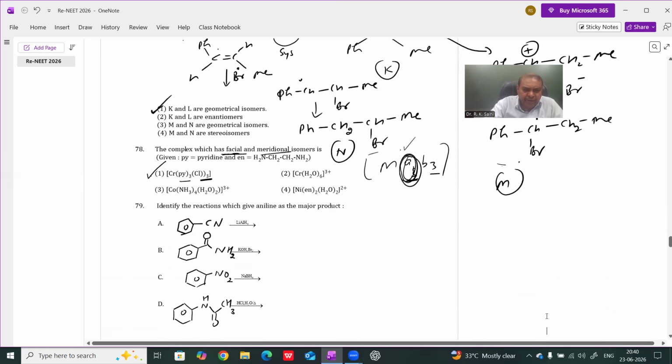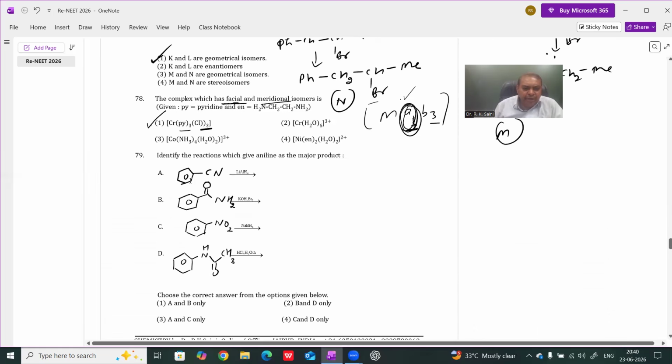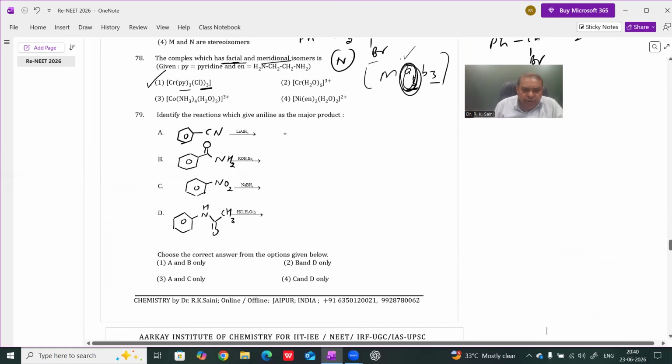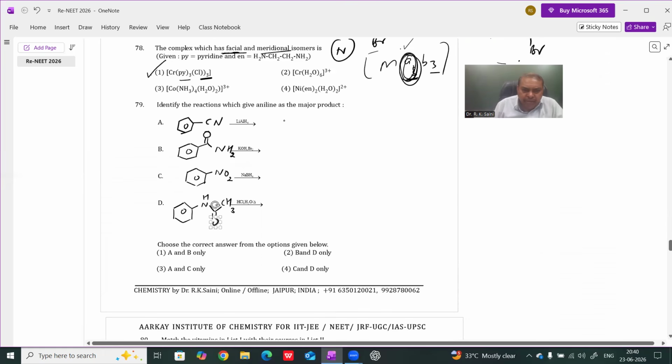Question 79, simple. The reaction which gives aniline as a major product. The reduction of cyanide by LiAlH4. The product of reduction of cyanide by LiAlH4 gives a primary amine but not aniline.